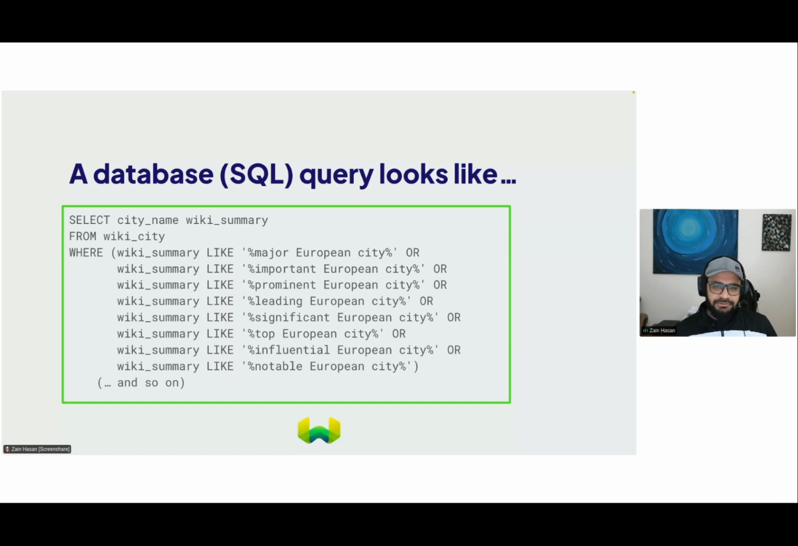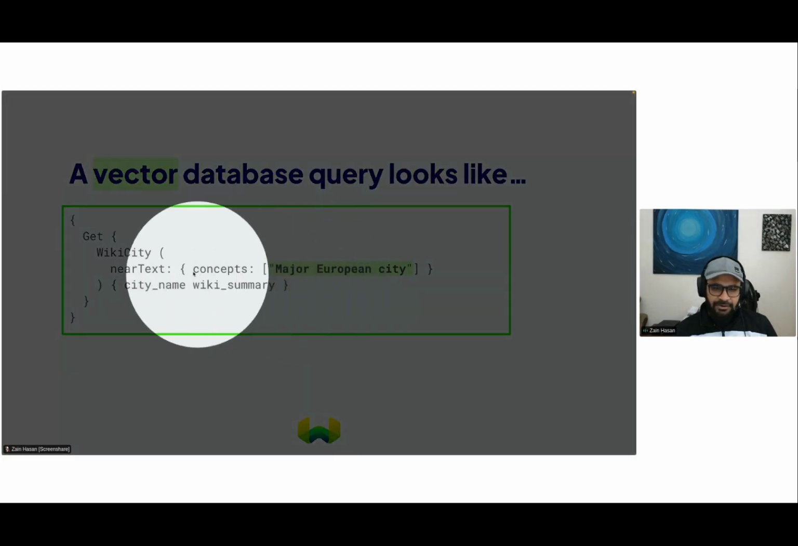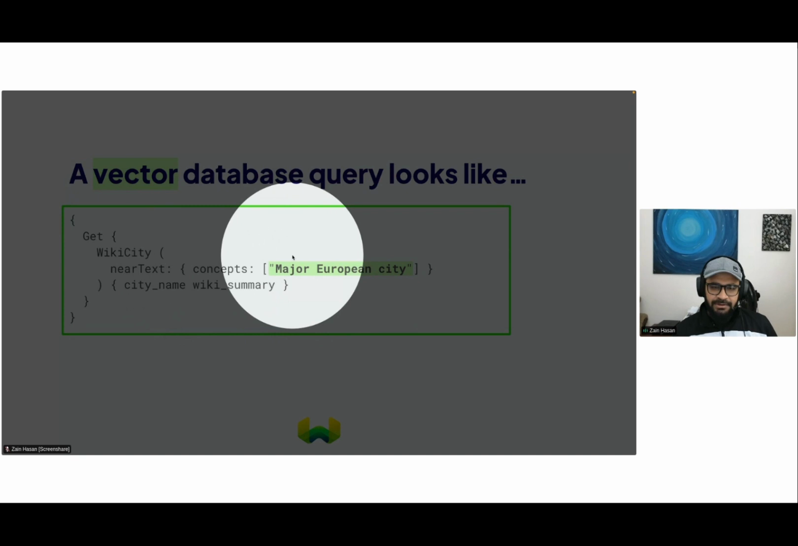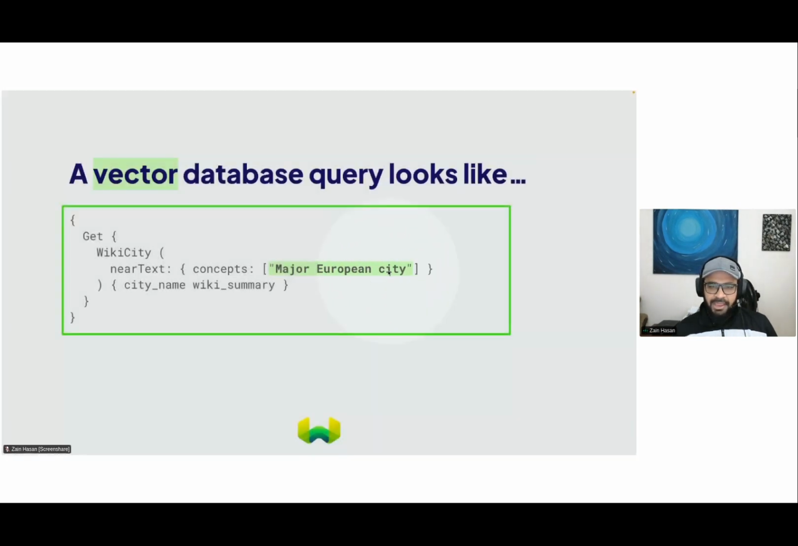In a vector database, to do the exact same query, it looks like this, right? This is a GraphQL query, but really what I'm interested in here is that I'm searching for a concept that is as close as possible to a major European city. And it's going to take this concept, the concept of a major European city, and it's going to give you back anything that's remotely relevant to this.